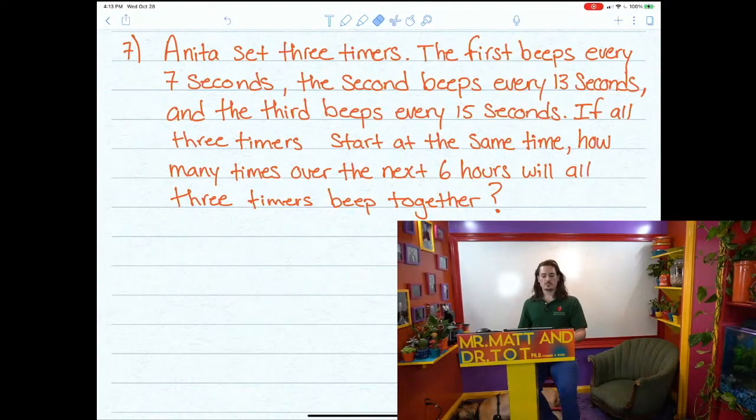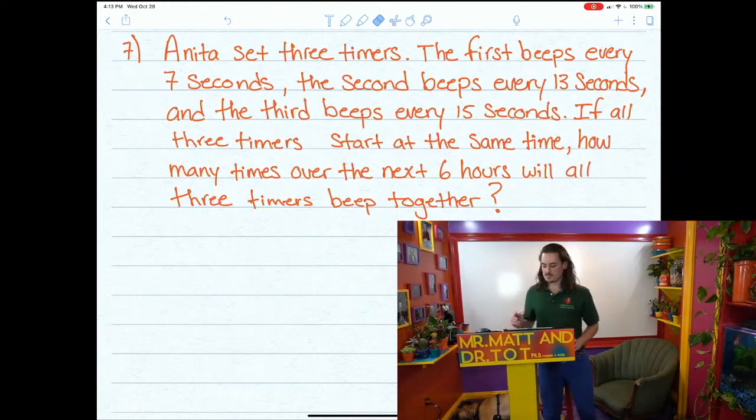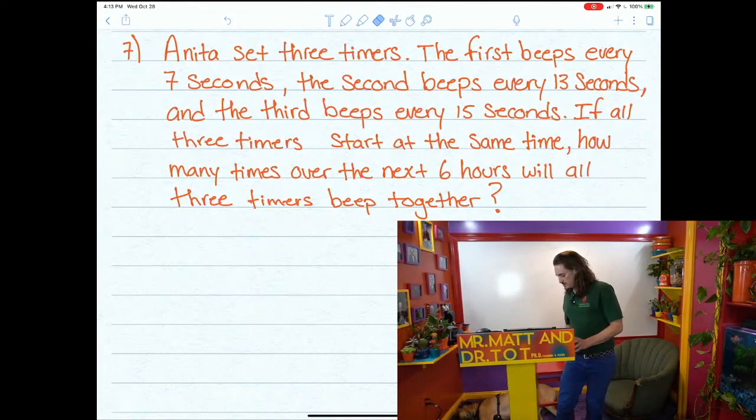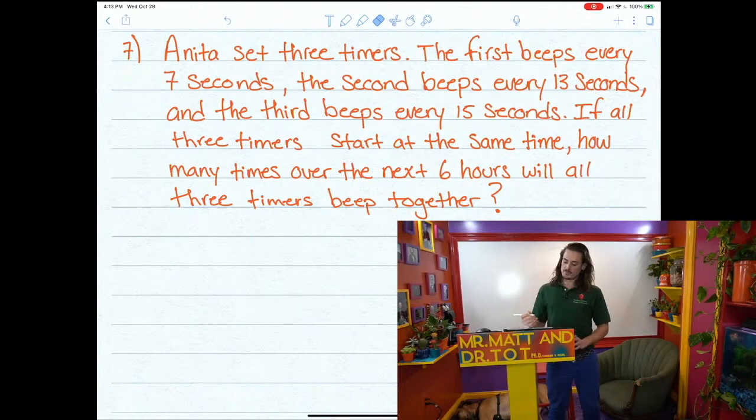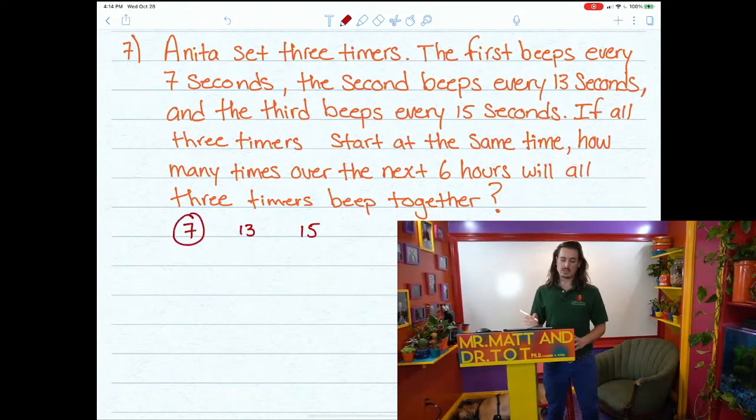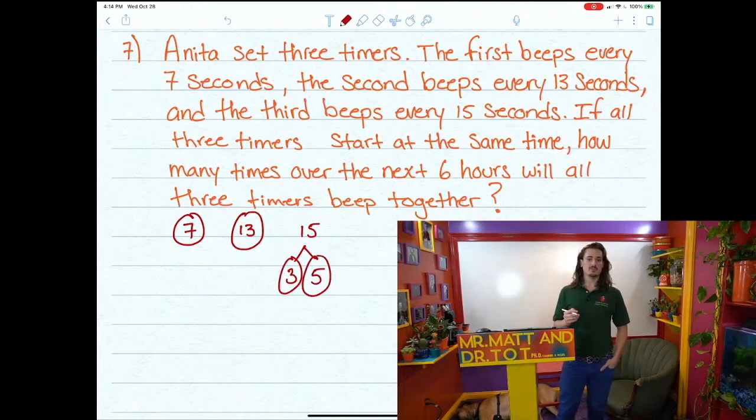Okay, so if we look at this problem, we really need to just find the LCM of the rates of beeping, because the LCM of the rates of beeping would be the rate of simultaneous beeping of all three timers. So let's factorize 7, 13, and 15. Notice that 7 and 13 are prime, so we can't break them down anymore, and 15 we can only break down into 3 and 5, which are distinct values from 7 and 13.